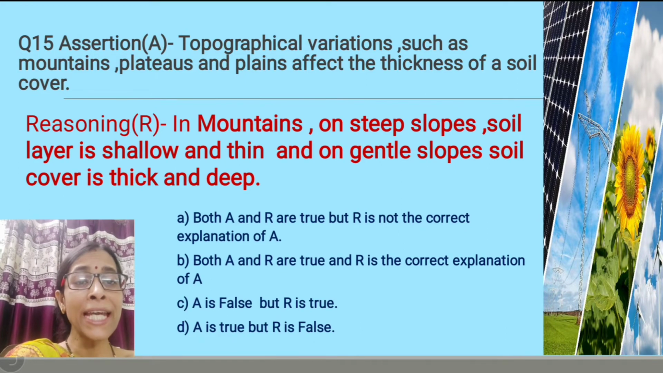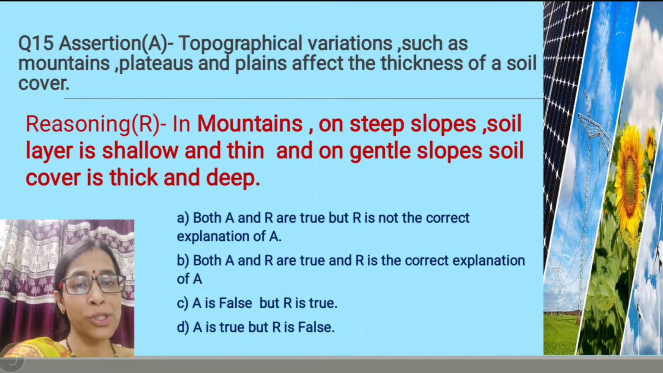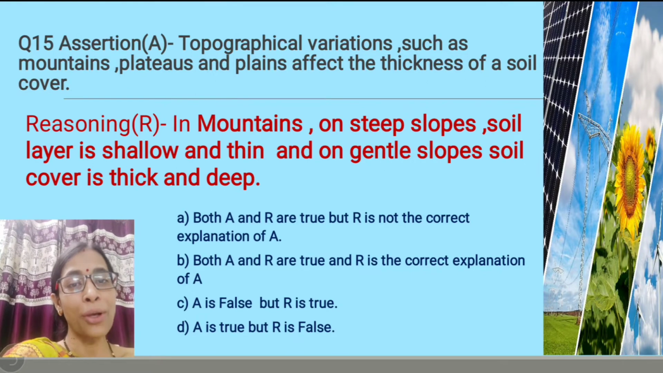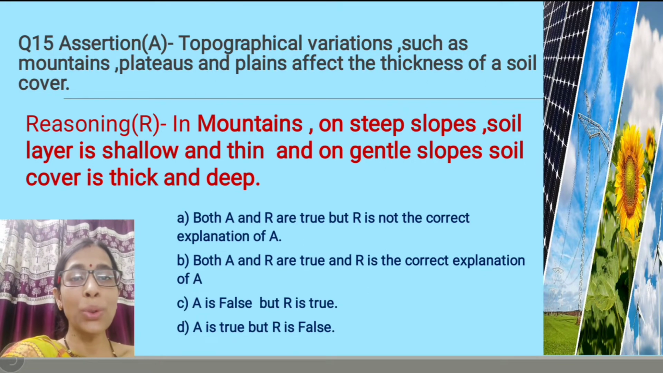Reasoning it is given: in mountains on steep slopes, soil layer is shallow and thin, and on gentle slopes, soil cover is thick and deep. So here option B is correct. Both A and R are true, and R is the correct explanation of A.